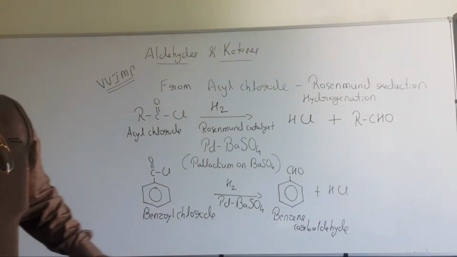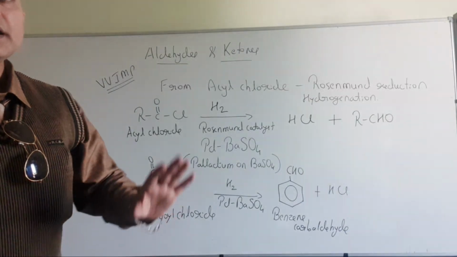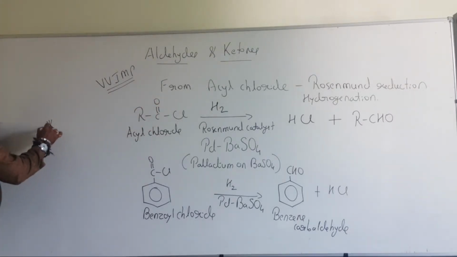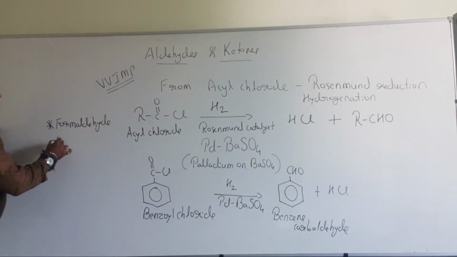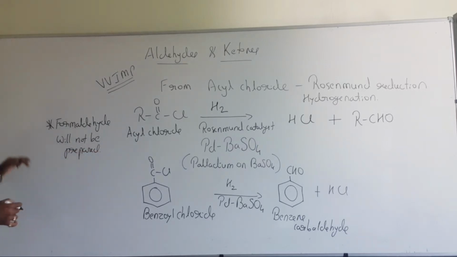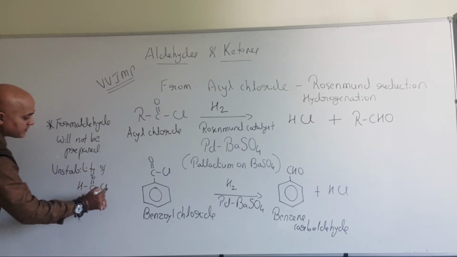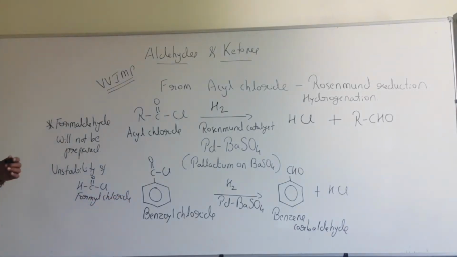So that's where we have the reaction of benzoyl chloride. The main advantage of the Rosenmund reduction is that any acyl chloride can be used, except formaldehyde, which cannot be prepared by this particular method. This is an additional point, but you can mention it. For board exam, they will not ask. Formaldehyde cannot be prepared, it's not possible, because of the instability of formyl chloride. Formyl chloride is not stable. So due to this reason, formaldehyde cannot be prepared by the Rosenmund reduction method.